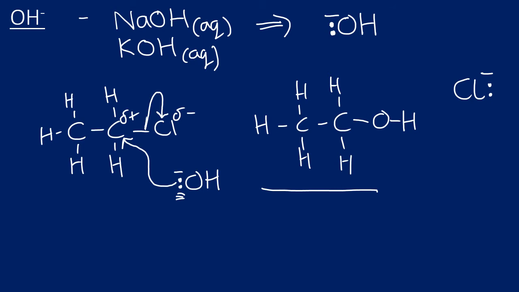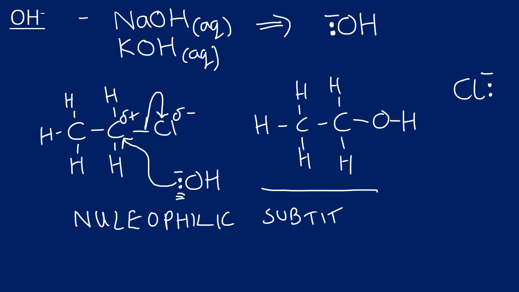This mechanism, and this is now called a mechanism, we've shown the movement of electrons. This mechanism is called a nucleophilic substitution, because it involved the nucleophile, the OH minus nucleophile. Nucleophilic, sorry, not nucleophile, nucleophilic substitution. It has swapped places. The OH minus has literally been substituted for the Cl minus.